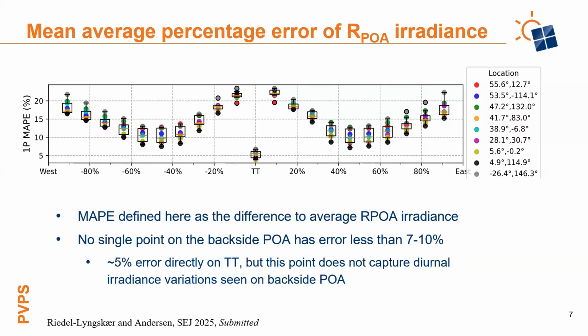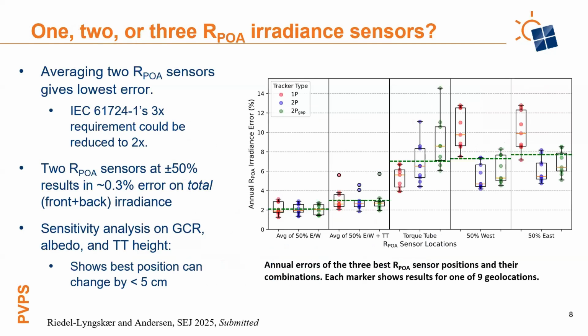So what we do see is if we start to take one or more of those locations, so there's a lot going on in this plot. Let me walk you through it. It's a variability plot, so the colors are different tracker types, 1P, 2P, and 2P gap. And then the frames are the error that you would observe with different sensor positions and combinations of them. So the 3 frames on the right show you the error over 1 year for a single sensor on the torque tube, a single sensor on the west, and a single sensor on the east. So yeah, that's that 7 to 10% error I talked about earlier.